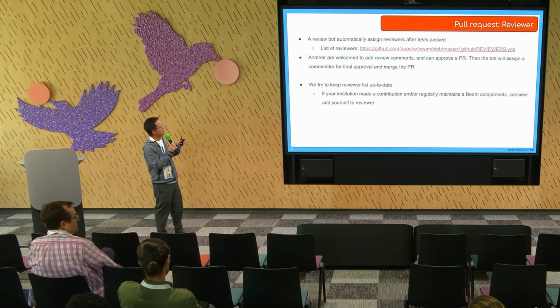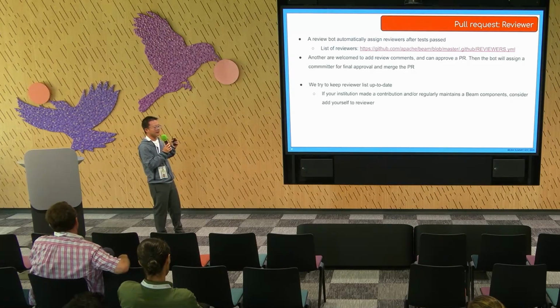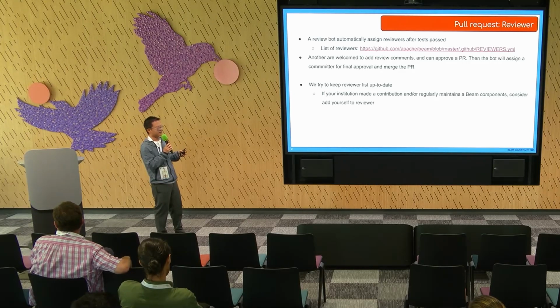And we built a review bot, and if it works the way expected, when anyone opens a pull request and it passes tests, the review bot will assign a relevant reviewer. You can also explicitly assign a reviewer. And after the review, once a pull request gets approval, it will be assigned to a committer for final approval and merge. So we have a PR bot for that.